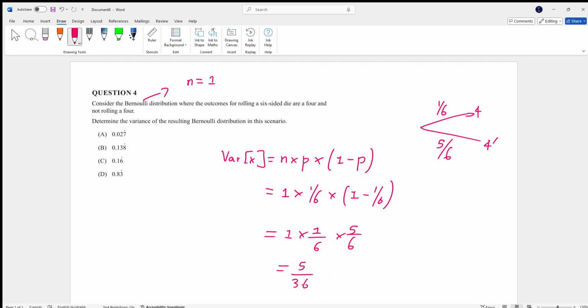Now because this is a calculator question, you can work out what that is in decimal places as well. So here, if we were to put this into our calculator, we get 0.138 recurring. So here they've used a dot instead, so the correct answer is going to be B.